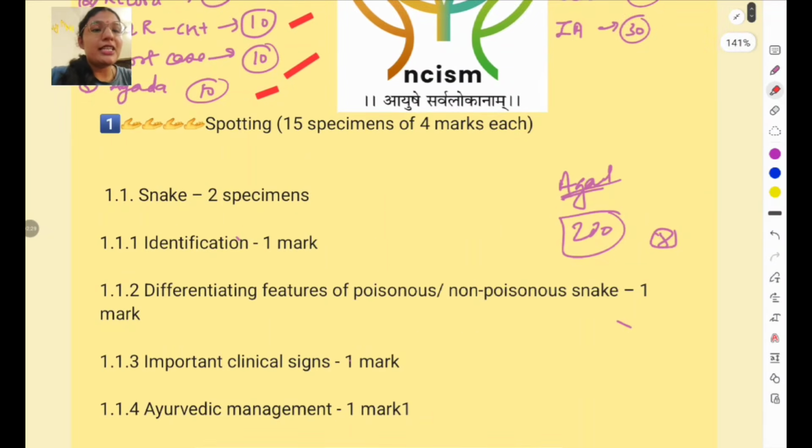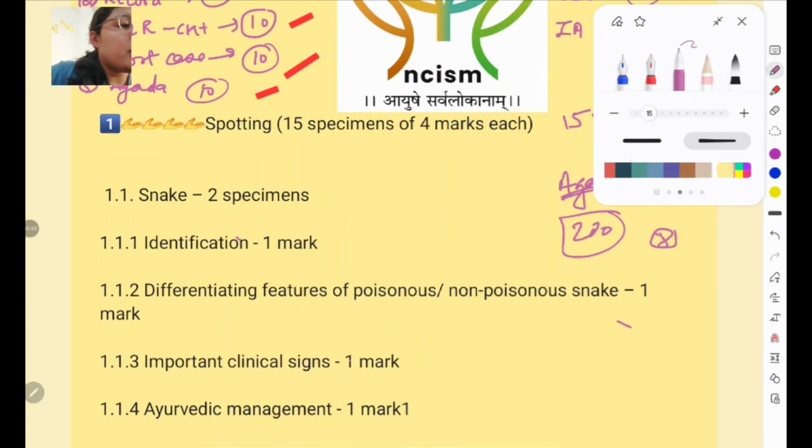The first portion is spotting. Basically there are 15 specimens, and each constitutes 4 marks. So 15 specimens along with 4 marks constitute the 60 marks distribution here. Let's see what is going to be kept in our spotting.